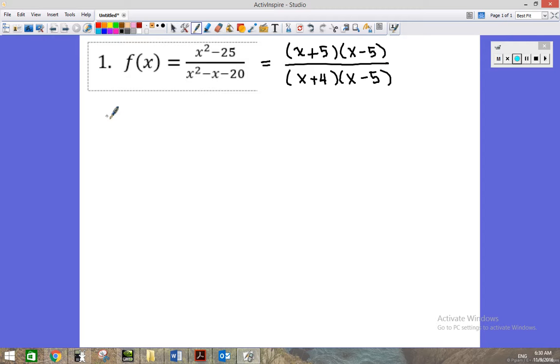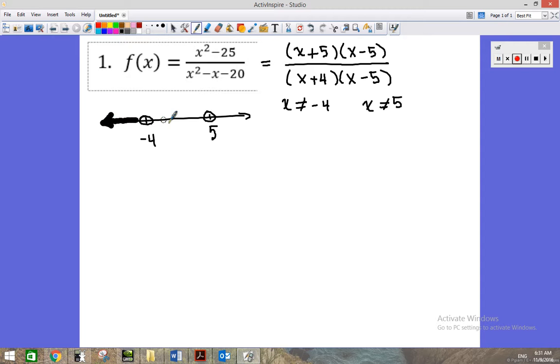Alright, so my domain excludes -4 and +5. -4 is to the left of +5. Those are the only two solutions to the equation x squared minus x minus 20 equals 0. These are the only two values that cause division by 0.